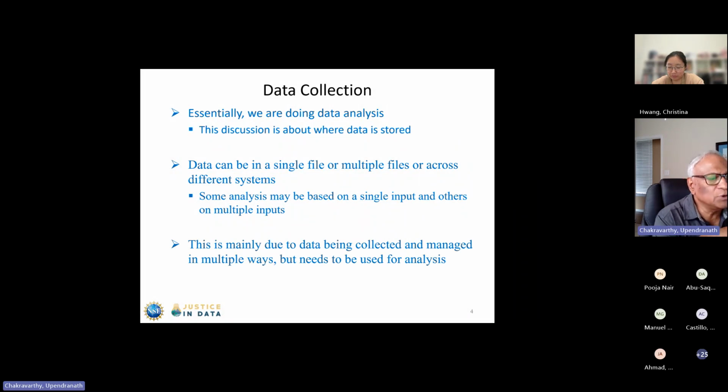This is mainly due to data being collected and managed in multiple ways, but they all need to be used for analysis. And this is very common. I'll go over an example of one of the dashboards we developed where we had to collect data from 6 or 7 different sources to do our analysis. So let's consider an example.